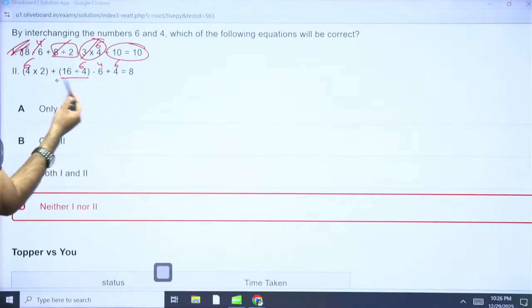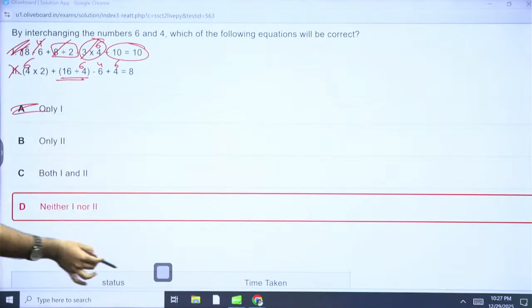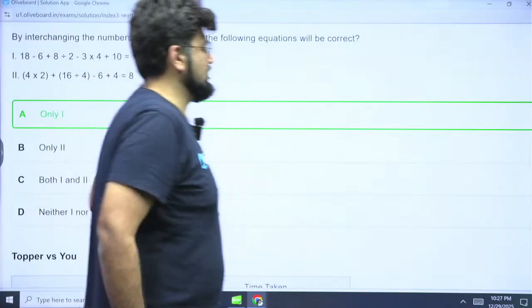Now technically 16 divided by 6 you will not be able to do only. So this is gone. Only one is correct. Option A is the right answer. Okay, 42 seconds. Next.